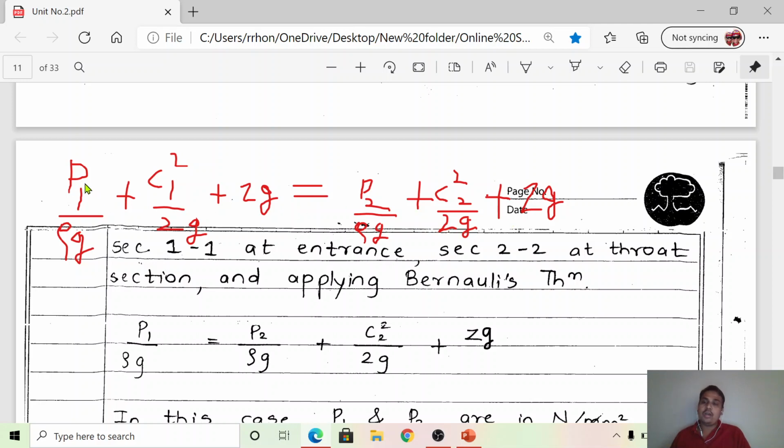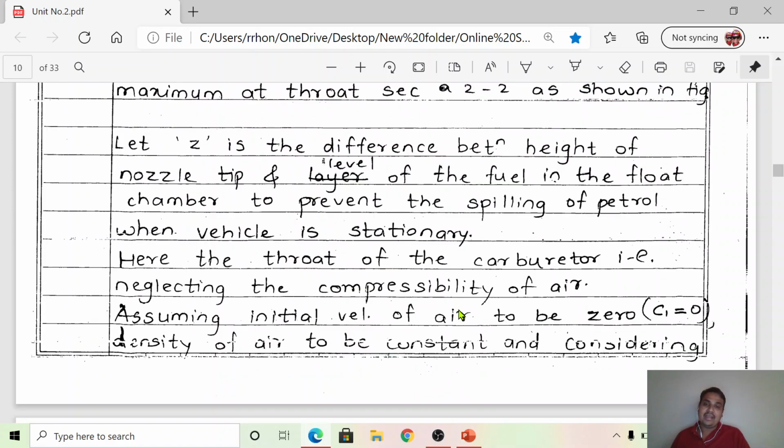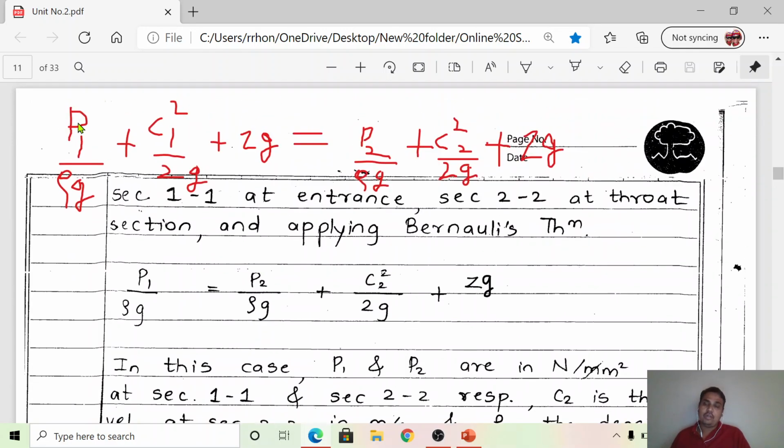So we know P is nothing but pressure, rho is nothing but density, g is nothing but gravitational acceleration, and here we have considered the initial velocity of air is C1, and the velocity of air at the throat section is C2, and similarly the pressure of air at the throat section is P2. So Z is nothing but the height which we represented in the diagram, and g is again gravitational acceleration. So this is the general Bernoulli's equation.